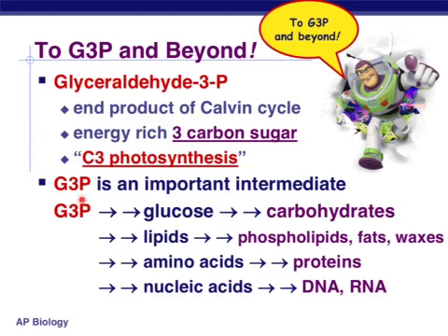So glyceraldehyde 3-phosphate is a very important intermediate. Without G3P, we couldn't make any of these things. We couldn't make glucose for carbohydrates, or lipids for our waxes, our fats, and our phospholipids, amino acids for our proteins, or even nucleic acids for our DNA and RNA.